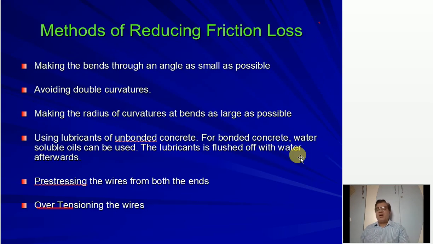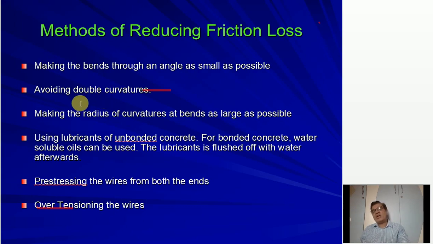Now, which are the methods to reduce friction loss? Because the loss due to friction is quite high, and if you apply these methods, definitely we can reduce this friction loss to a considerable extent. So the first point is making the bends through an angle as small as possible. That means if you reduce the angle of bend, obviously the friction loss will reduce. Avoiding double curvatures, particularly, double curvatures are required in continuous beams. So in continuous beams, the sagging nature is provided at midspan, and for the hogging bending moment, the hogging nature is provided near the support. So there double curvature is provided.